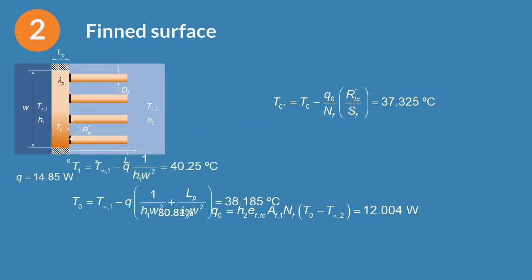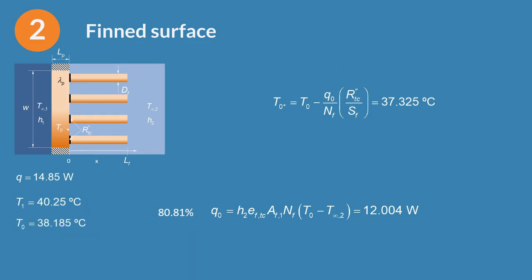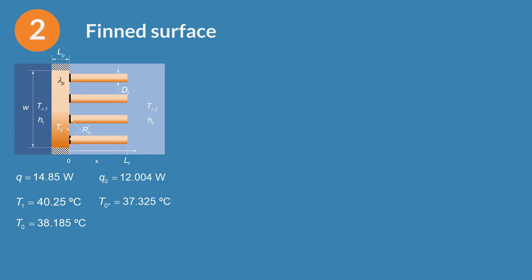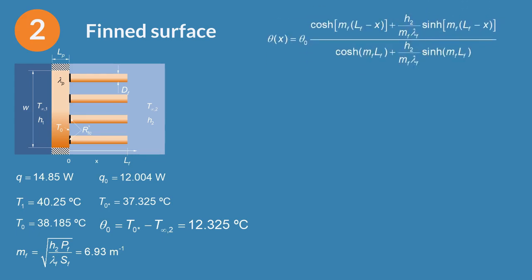Using these results, we can calculate the temperature distribution in the plate and in the fins. We first calculate the temperature excess at the base of the fins, after the contact resistance. The MF parameter was already calculated when calculating the efficiency. The temperature profile is the one of a fin of convective tip.